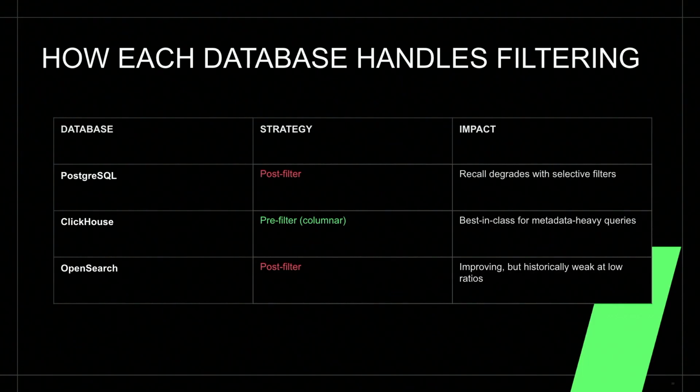Now, how does each database handle filtering? For PostgreSQL, the default strategy is post-filter. So if you have selective filters, the recall is going to degrade. Then you have ClickHouse, where it's pre-filter, so it's best in class, or it will perform better for metadata-heavy queries. And then you have OpenSearch. It does handle both post-filter and pre-filter, but by default it's going to be post-filter, and it's generally good, but it can surprise you.